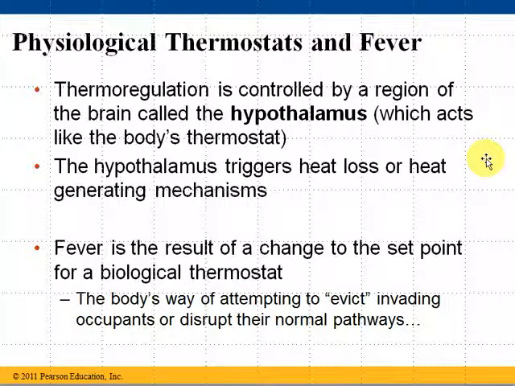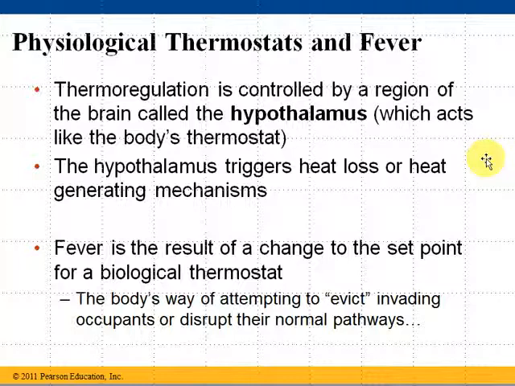So if it's cold outside and your body temperature needs to rise, the hypothalamus may cause your muscles to shiver. Or if you are too hot and you are exercising on a summer day, the hypothalamus may say our body temperature is rising, we need to keep that in check, and it may send out a signal to cause sweating to occur. So the hypothalamus is basically the thermostat for the body.